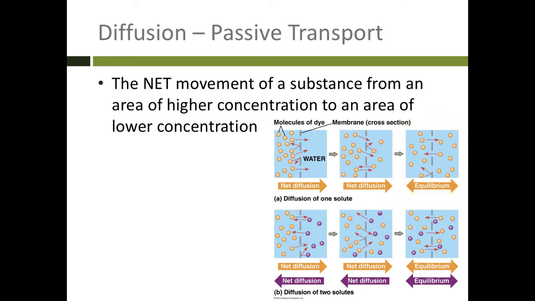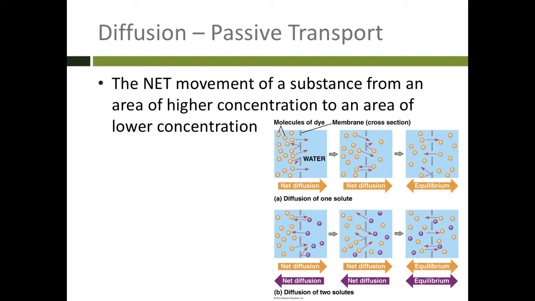You can also have diffusion with more than one solute. So if you look at the bottom, you have yellow balls on the left side of the membrane at high concentration, and you have purple balls on the right side of the membrane at high concentration. And their concentration gradients are in the opposite direction. So the yellow balls will move to the right, and the purple balls will move to the left. They're both moving down their concentration gradients. Neither one of them requires any energy to do this, and so this is passive transport. And they will continue to do it until they equal out on both sides of the membrane.